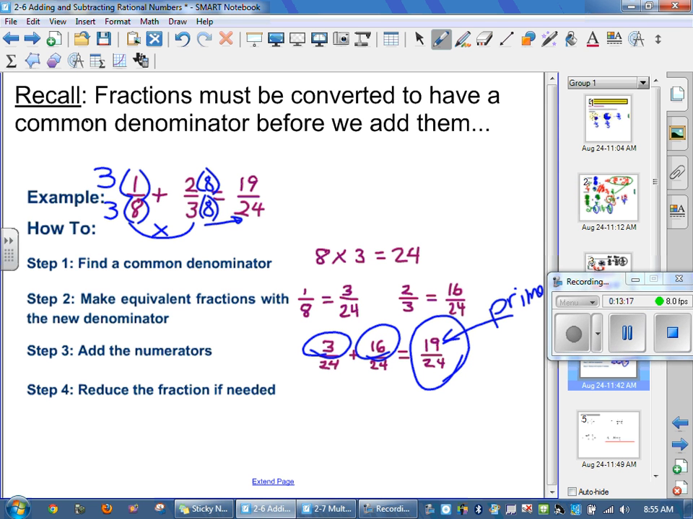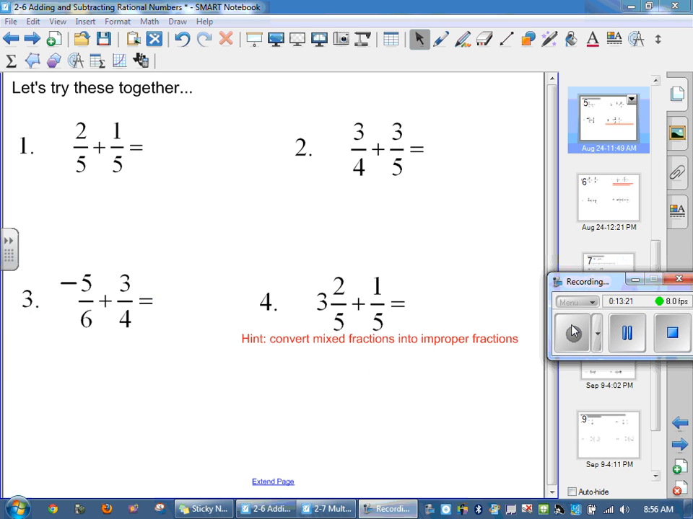Yep. So on these questions, you have to check the bottom numbers. First thing always with fractions, check your bottom numbers. Are they the same in number 1? Yes. So we add the tops only. So we're going to get 3 over 5. Now let's check and see. Do we have to change that? Does it go lower? No, it doesn't. All right.